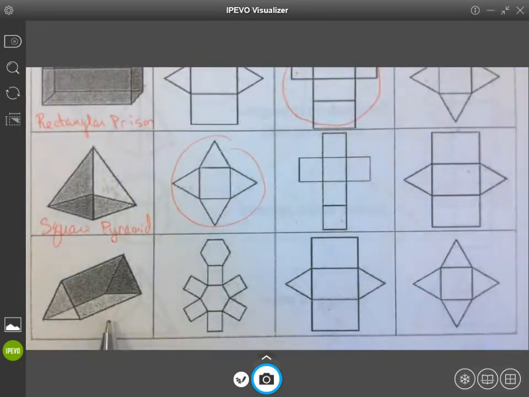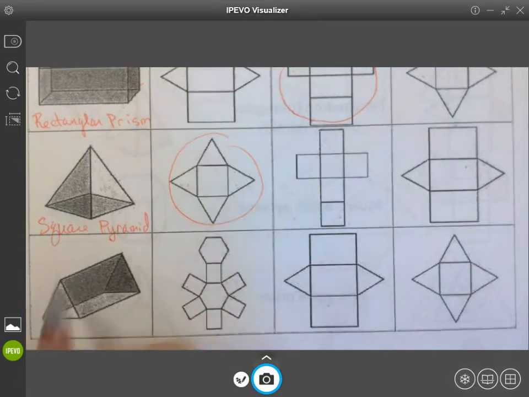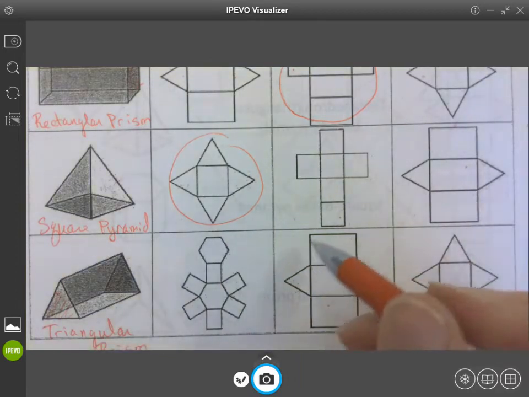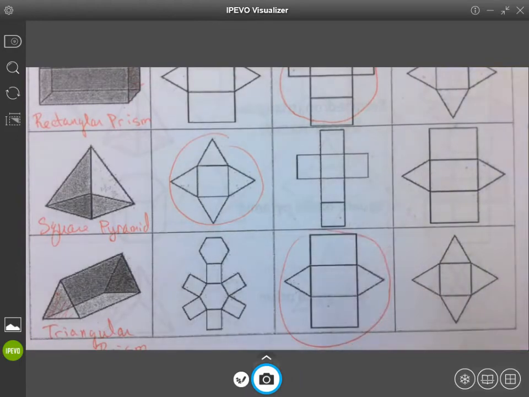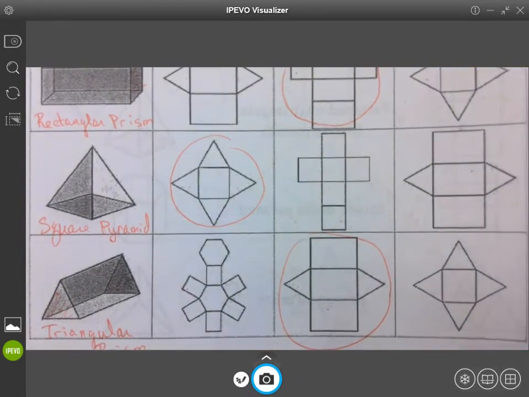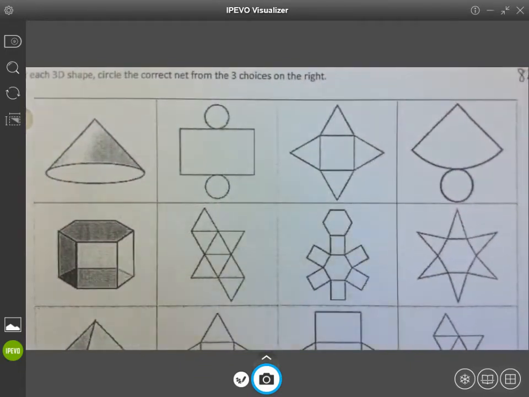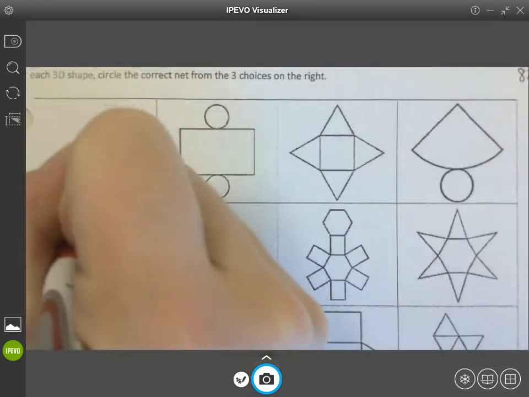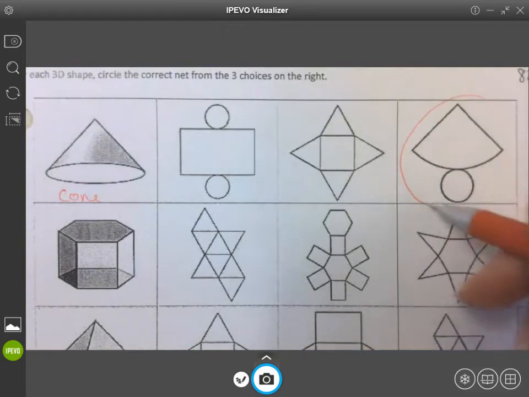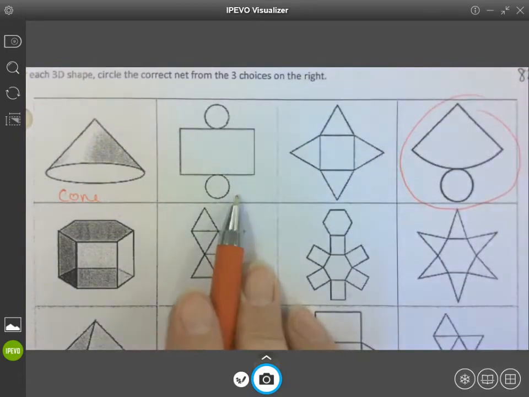All right, well, we just talked about this one. This one, here are the bases. It is a triangular prism. So it's got to be this one. All right, next page. We have what here? That is your cone, and it is your odd-shaped one here, where this is your cylinder.